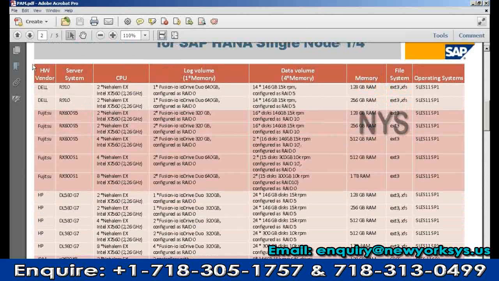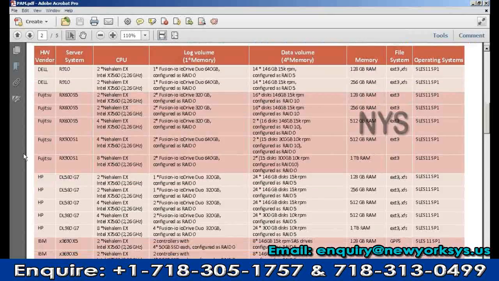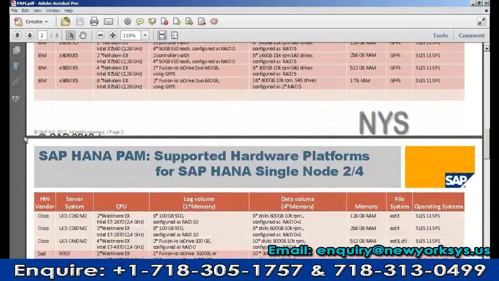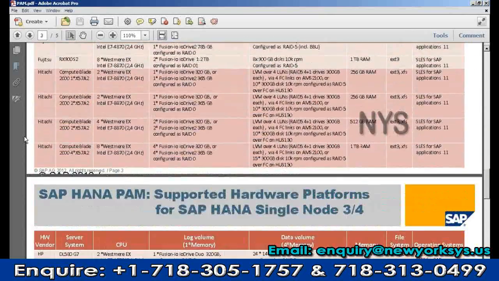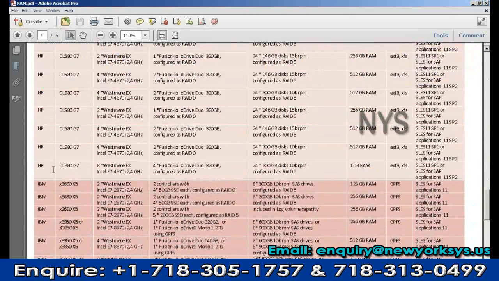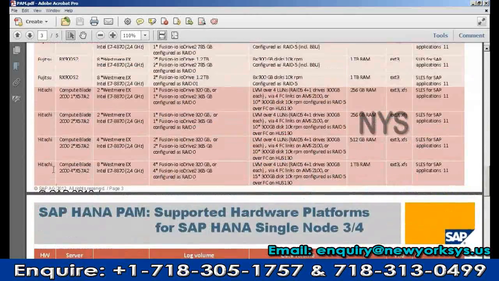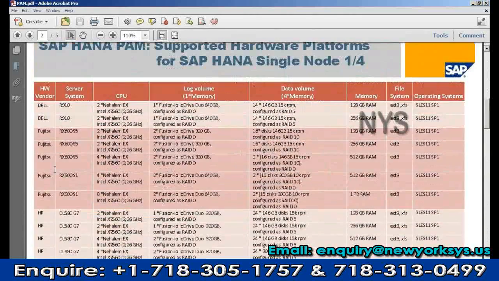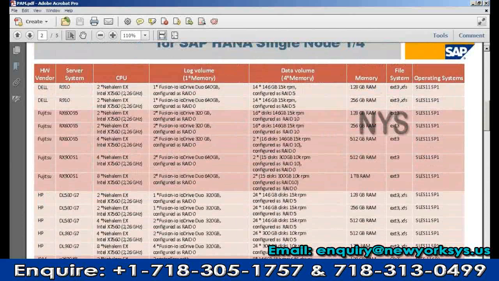The first column here indicates all your hardware vendors. Currently there are 7 certified hardware vendors. They are Dell, Fujitsu, HP, IBM, Hitachi, Cisco and NEC. So 7 hardware vendors are supported as hardware partners. The next column is the server system, which is generally a name or a product ID given by these hardware vendors.